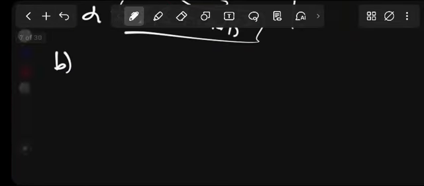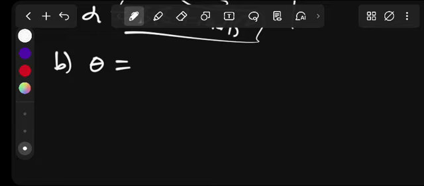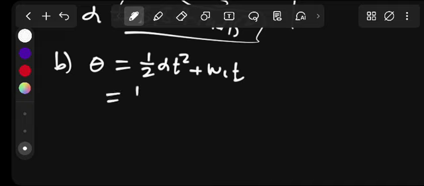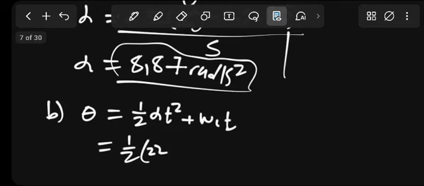We want the angle theta, which will be equal to what? It's the same as displacement. By displacement, it's 1/2 angular acceleration t squared plus angular velocity 1 multiplied by time. So we have 1/2 angular acceleration. We had it there, it was 22.